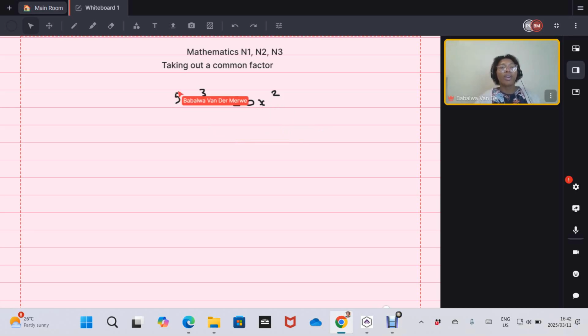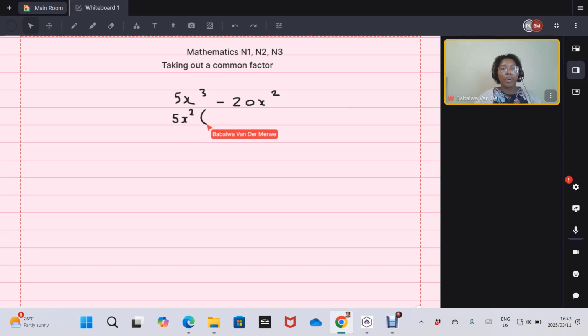We first look at the coefficients. We've got a 5 and a 20. You ask yourself, how many times does a 5 go into a 20 without leaving a remainder? So the common factor of 5 and 20 will be a 5. Then you look at the x's. We've got an x cubed and an x squared, so x squared is our common factor.